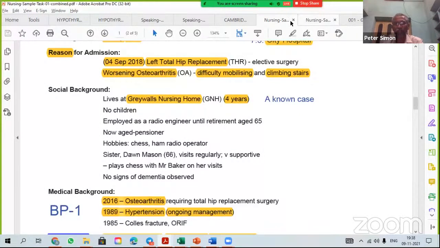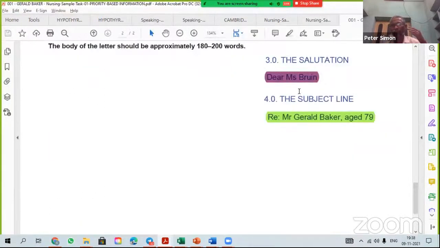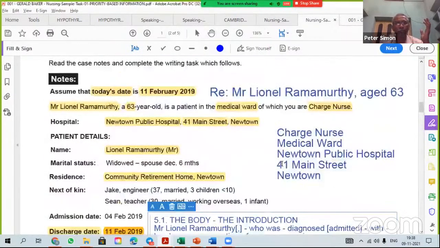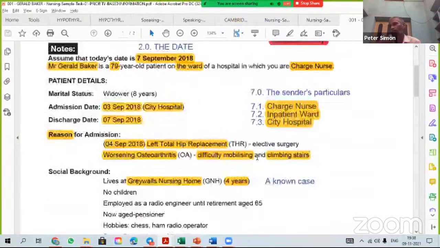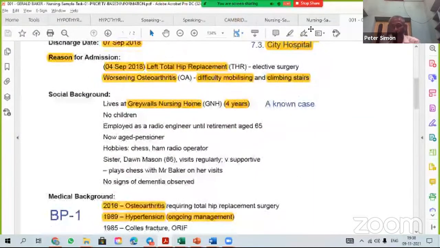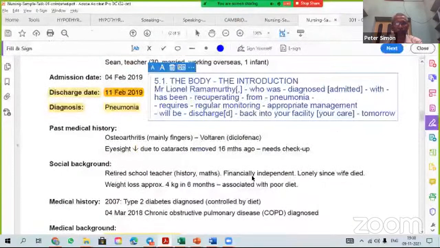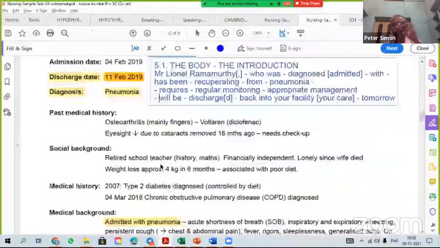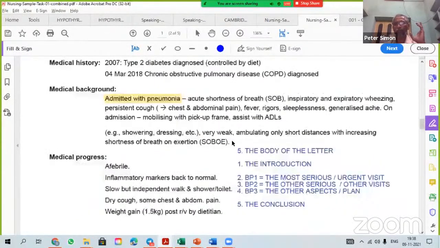Now here, Mr. Lionel Ramamurthy. If it is Mr. Lionel Ramamurthy, it is pneumonia. And if it is Gerald Baker, it is, yes, total hip replacement. So in this case, how are you going to write? That is very important, right? So next. You have to identify those things, and based on those things, you have to write the points.